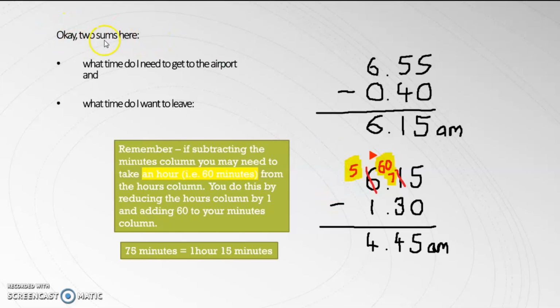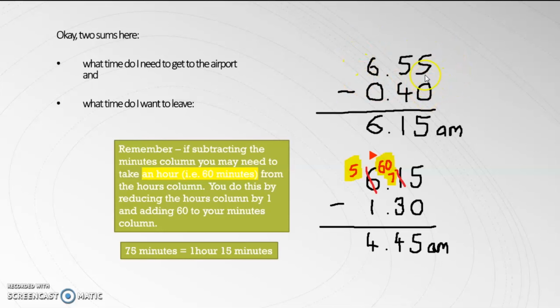Alright, so two sums here. What time do I need to get to the airport? And what time do I want to leave? So, I need to be at the airport. My flight is at 6:55. In other words, 5 minutes to 7. I need to be at the boarding gate 40 minutes beforehand. So this is a subtracting time problem because I want to find out what time I should be there for. So I'm subtracting 40 minutes from the time that I want to be there.